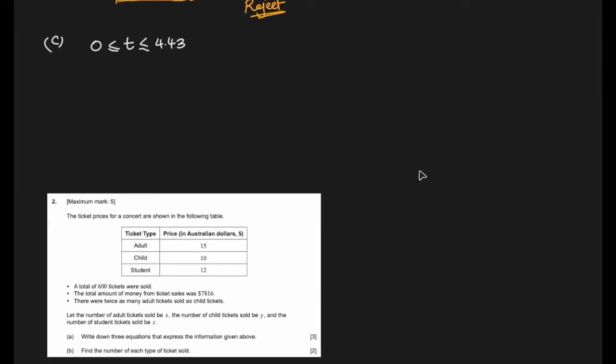Question number 2. Question number 2 says the ticket prices for a concert are shown in the following table. Adult is $15, child $10, and student $12. A total of 600 tickets were sold. The total amount of money from ticket sales was this. There were twice as many adult tickets sold as child tickets.